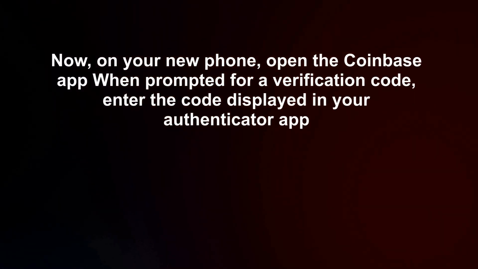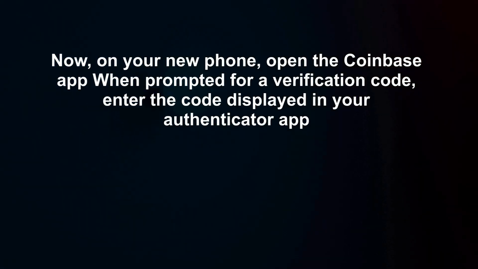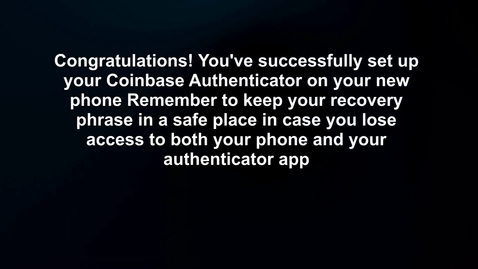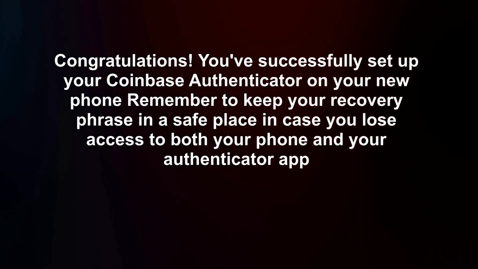Now, on your new phone, open the Coinbase app. When prompted for a verification code, enter the code displayed in your Authenticator app. Congratulations! You've successfully set up your Coinbase Authenticator on your new phone.